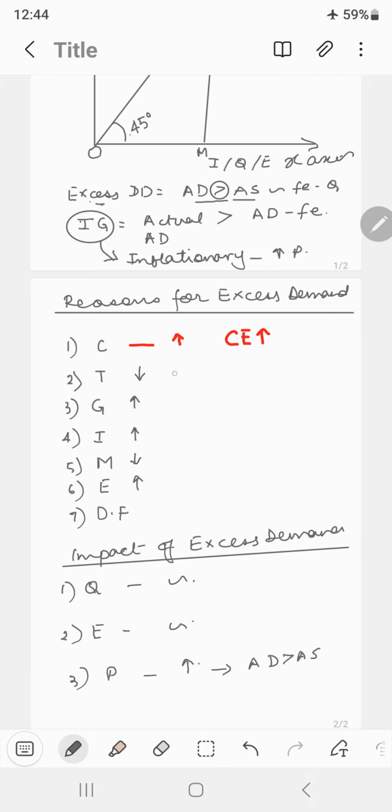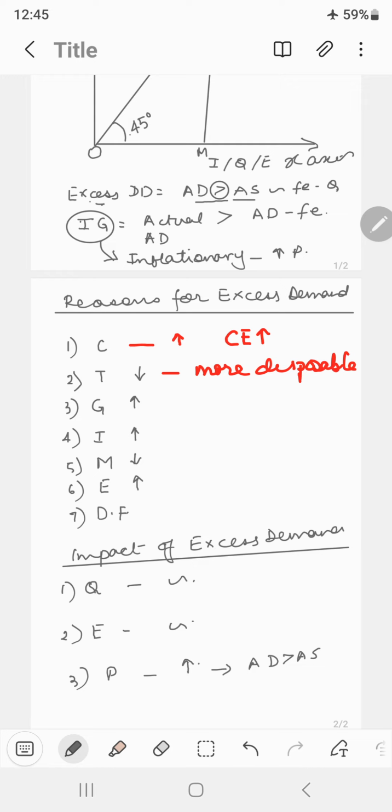If taxes reduce, which means more disposable income in the hands of the consumer. Reduction in taxes means more disposable income in the hands of the consumer.